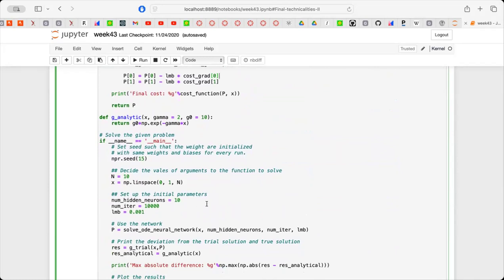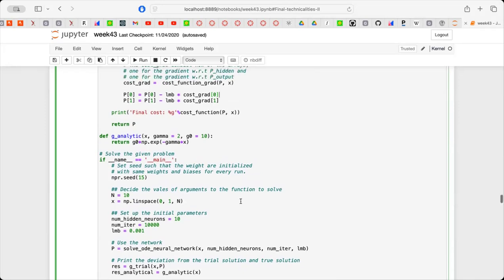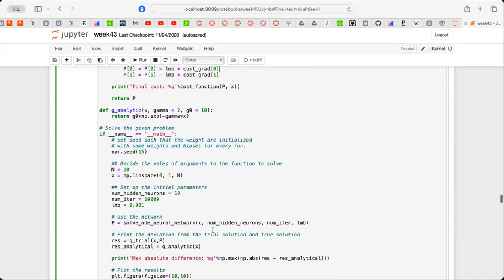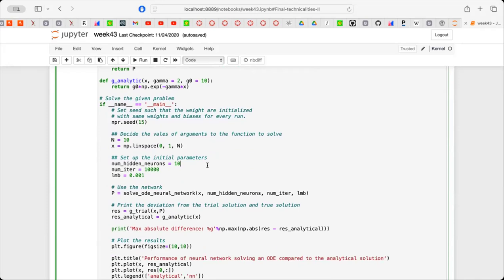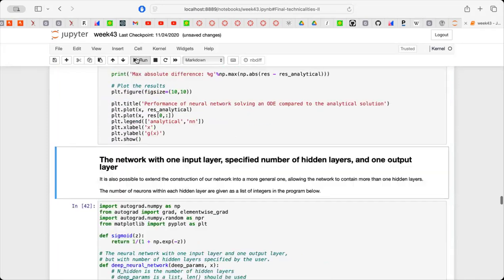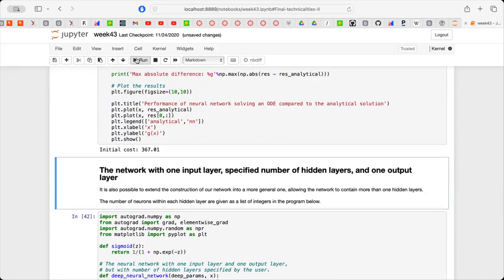The number of iterations is 10,000. So this is not a very advanced calculation in the sense that we are not updating the learning rates in any intelligent way. This is just a plain brute force gradient descent. So you see that there's a lot of room for improvements here. And I'm just running with 10 hidden neurons. And then I simply call my solution to the neural network, and I compare finally with the exact solution. This is as simply as you can do it.